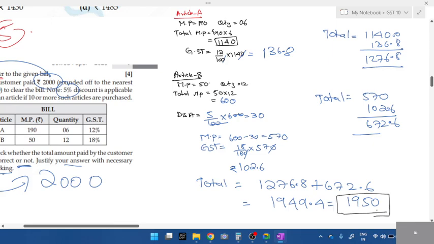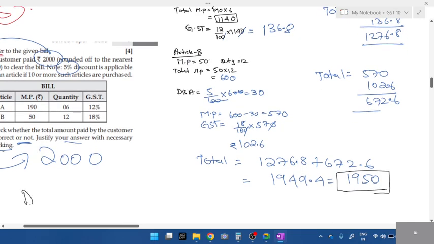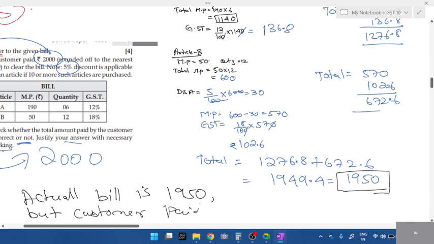You're supposed to say the customer has paid how much extra, students? 50 rupees extra. You should tell the actual bill. If you get such a question in the exam, you have to write the actual bill. Actual bill is 1950, but the customer has paid 2000.